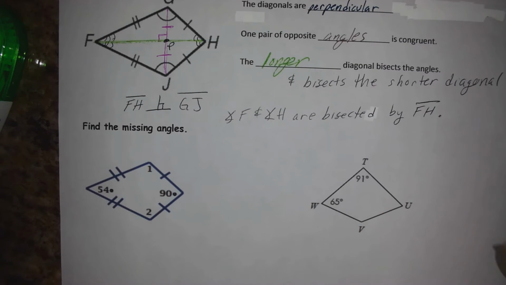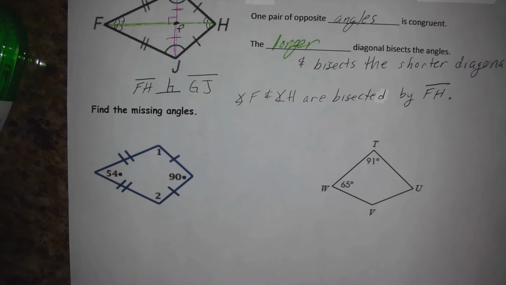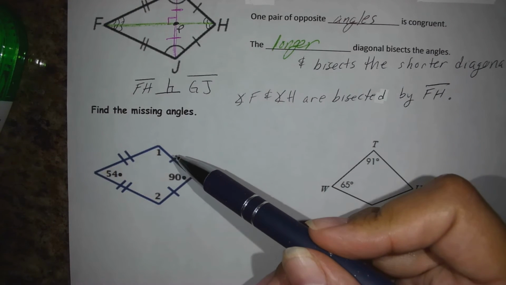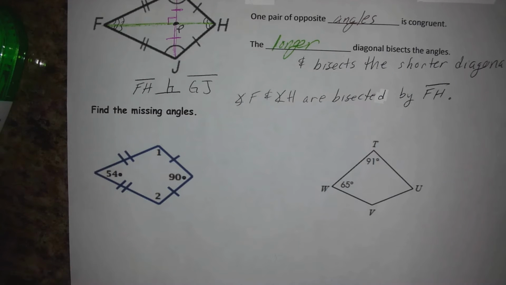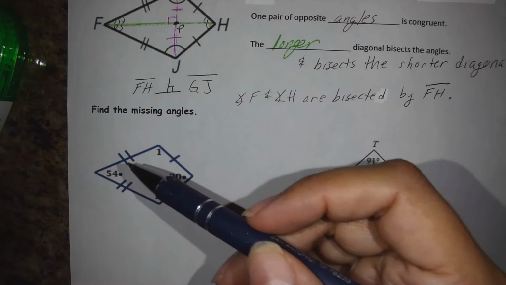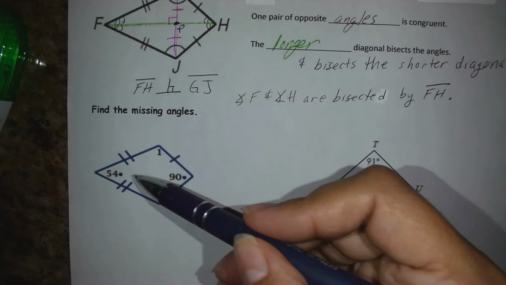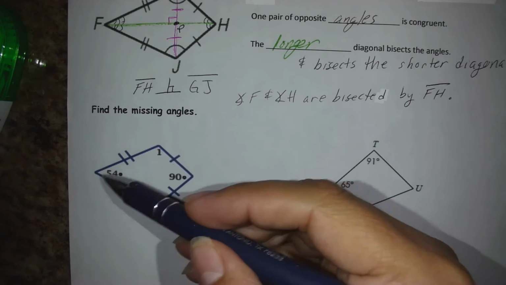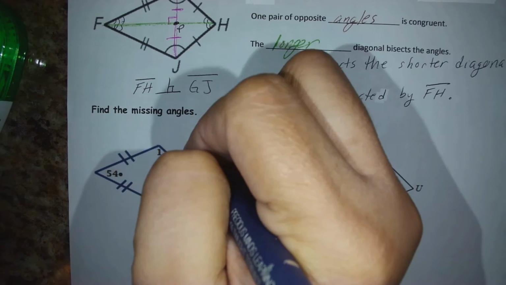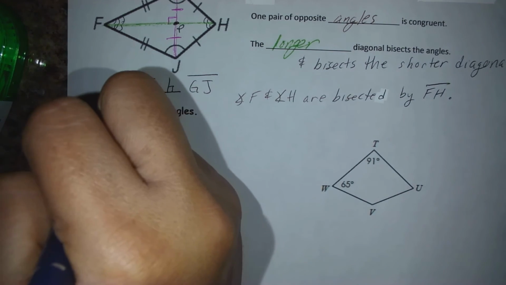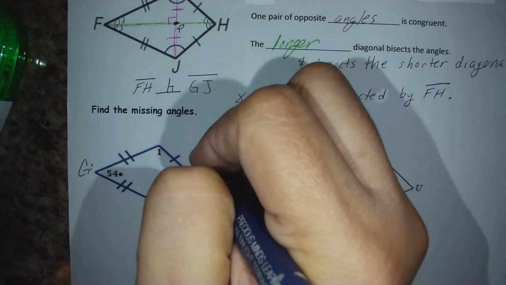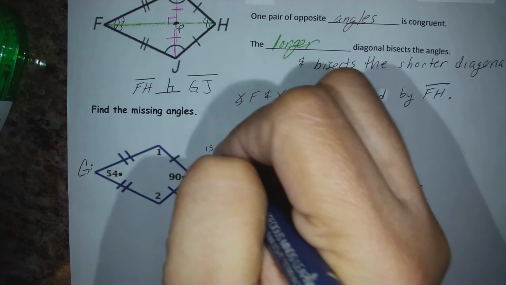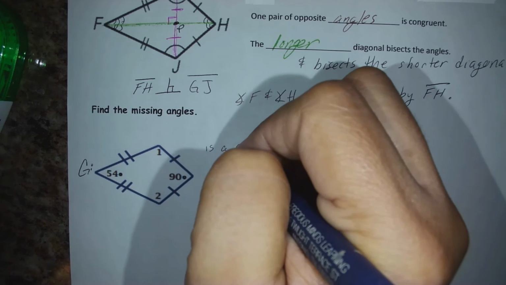But for right now, we're going to go ahead and just find some missing angles here. Let's go and look at the missing angles. This is going to be our target. We have 54 and 90. Well, a kite is a quadrilateral. We're going to make a note of that because this is part of our givens. This is a quadrilateral.